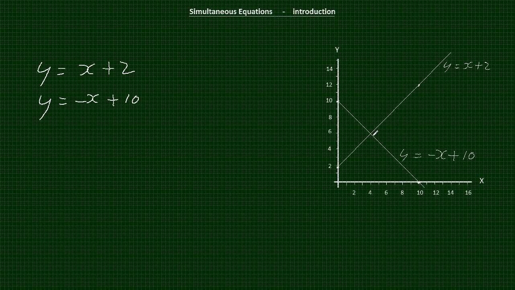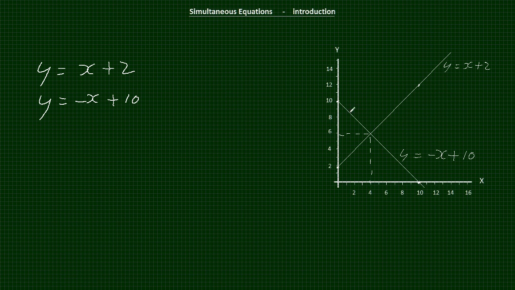Okay. We can see that this point here where the lines cross is a unique solution. It satisfies both equations. They're simultaneous. So now let's have a look at what those values are. We have a value for x, which is 4, and a value for y, which is 6.